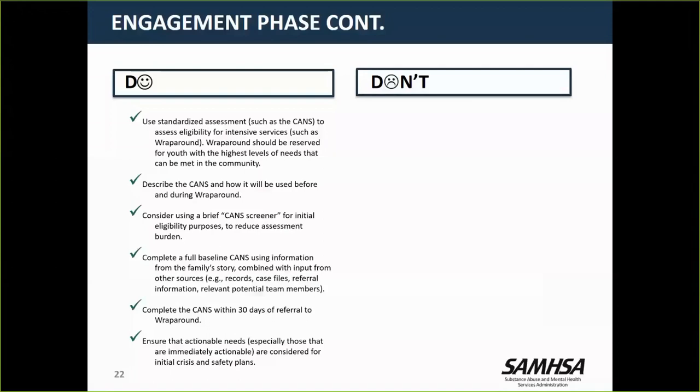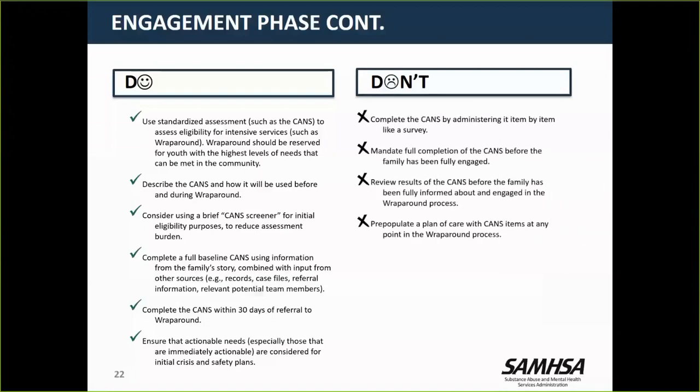So whether it's from the screener or from the assessment, the CANS can be useful right from the beginning of the wraparound process. Wraparound really does encourage that we are assessing for safety and need for rest among parents, caregivers, youth, and the CANS can help meet families' needs as quickly as they need it before the formal wraparound process begins.